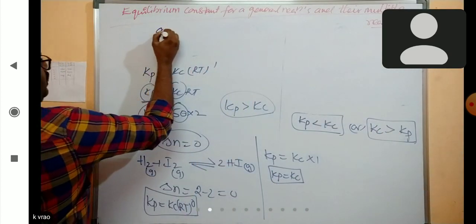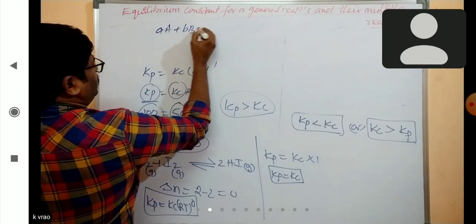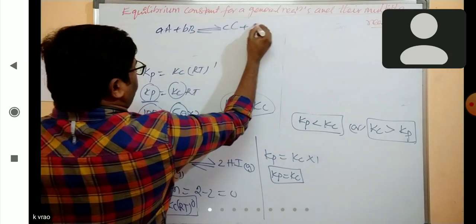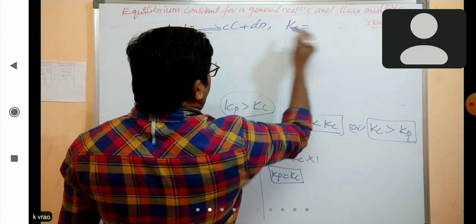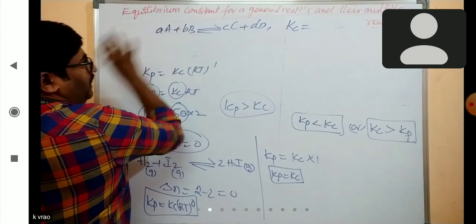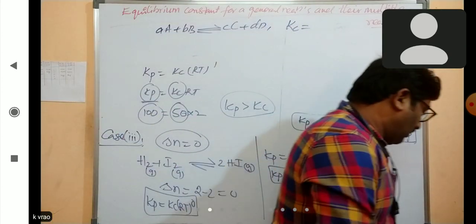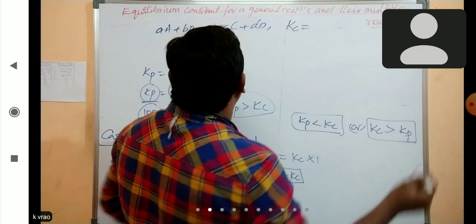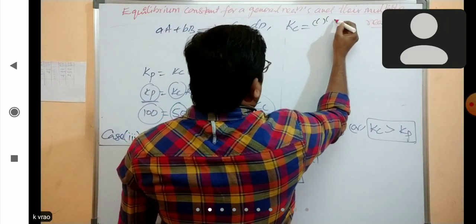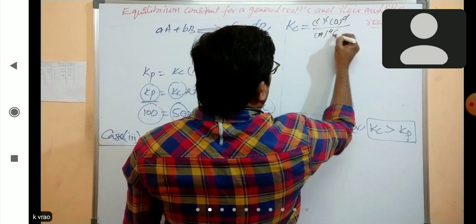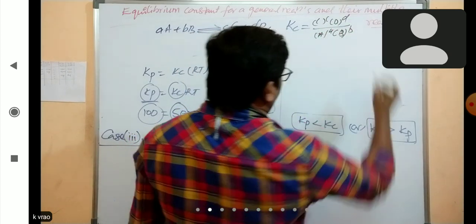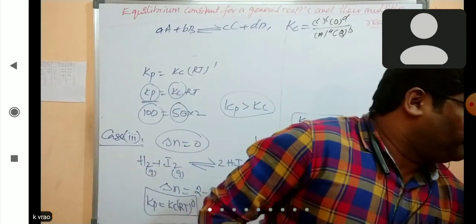See here, a moles of A plus b moles of B gives c moles of C plus d moles of D. For this reaction, I write the Kc expression, products by reactants. So the Kc expression is equal to [C] power c into [D] power d by [A] power a into [B] power b.